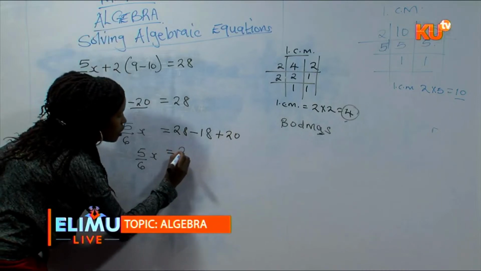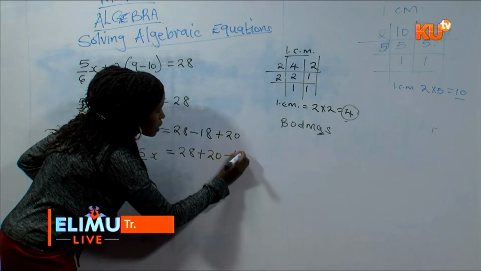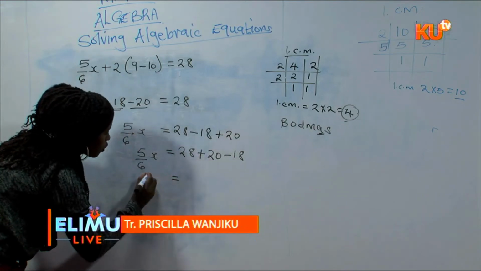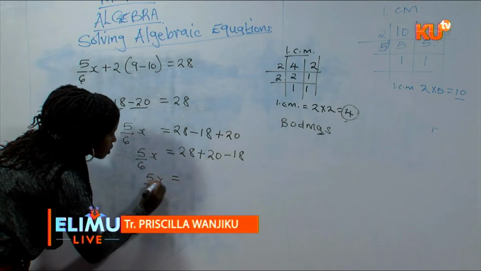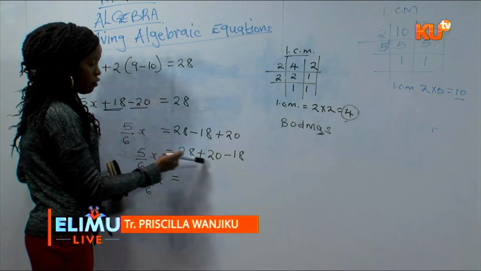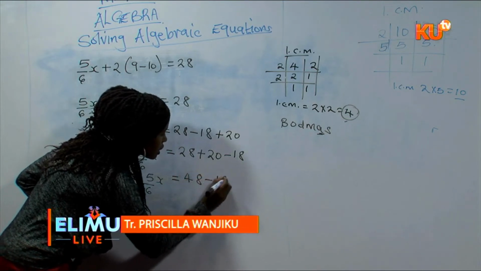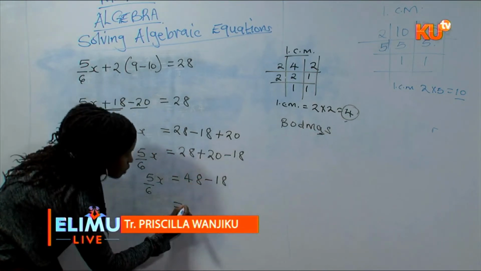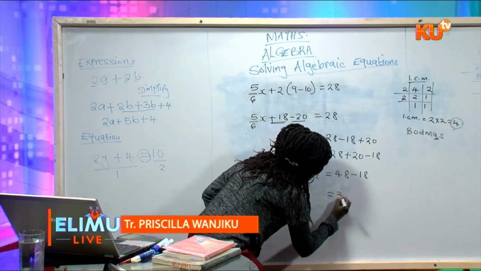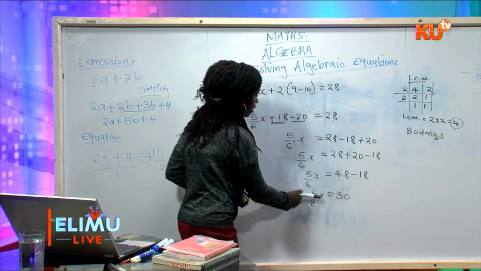So we are going to have 28 plus 20 minus 18. So we remain with 5 over 6 x. X is not changing. We add 28 plus 20, we get 48. Then 48 less 18, we are going to get what? We get 30, and this is 5 over 6 x.